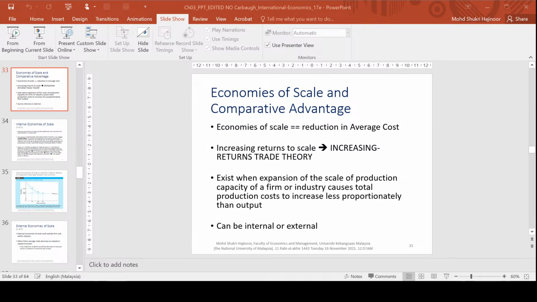Also, the other set does not have this graph, so you're not responsible for this graph in the exam. I put it here for you to understand easily.